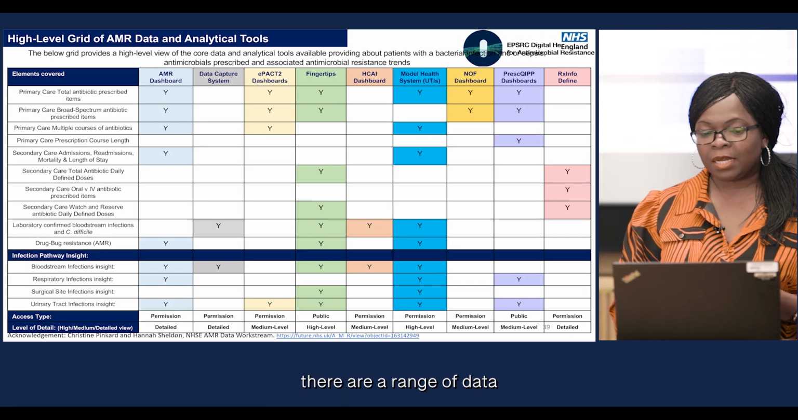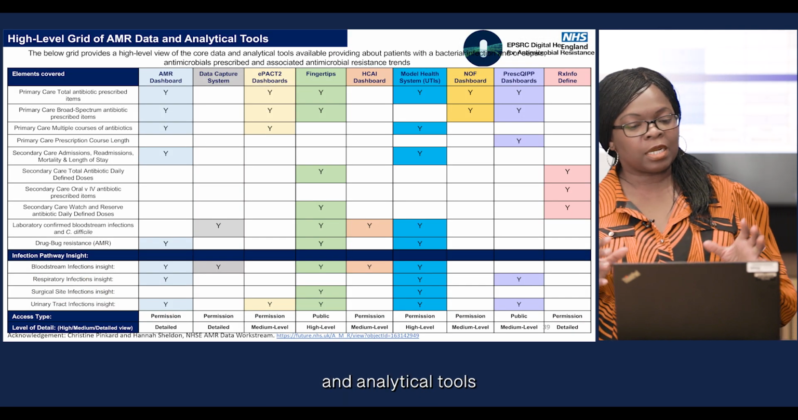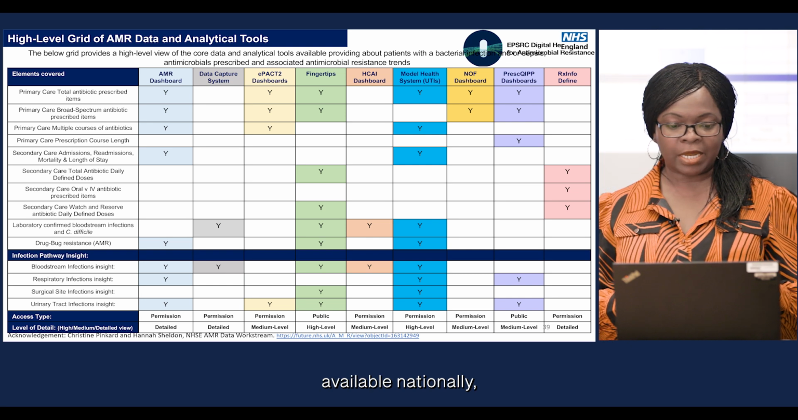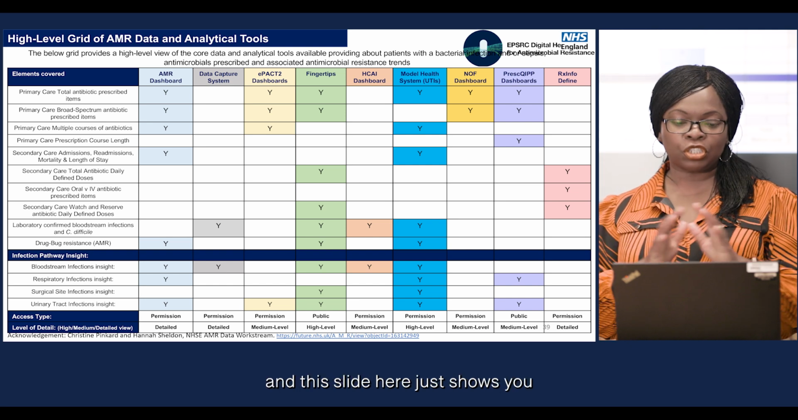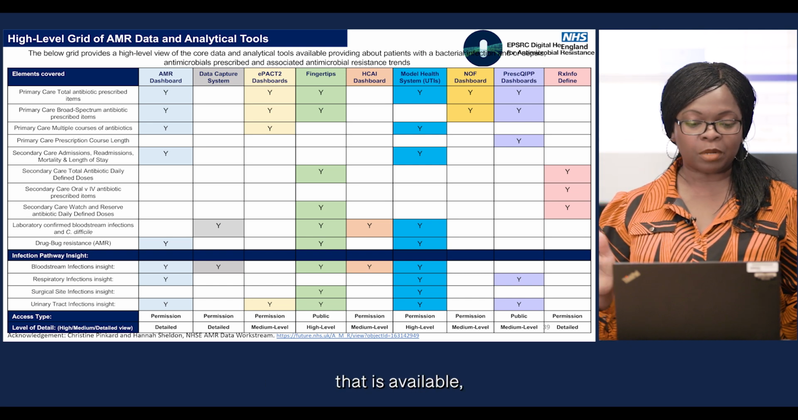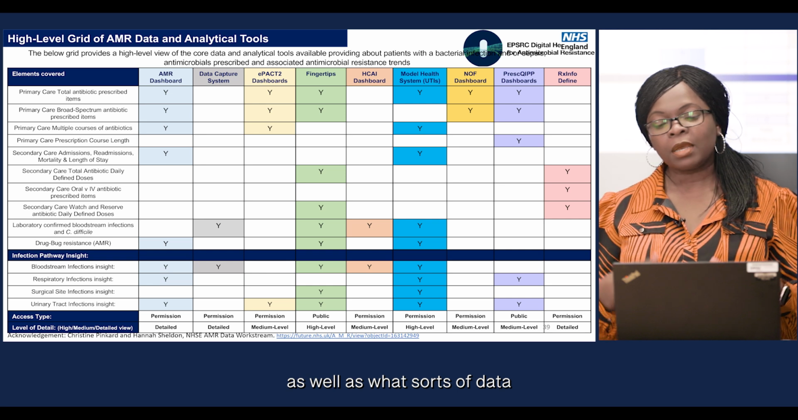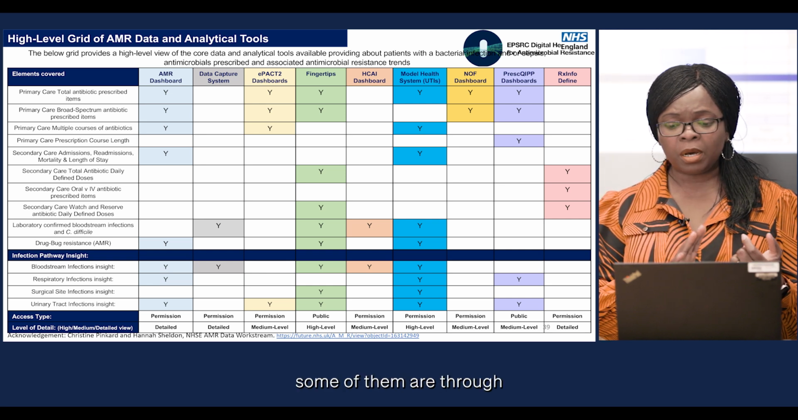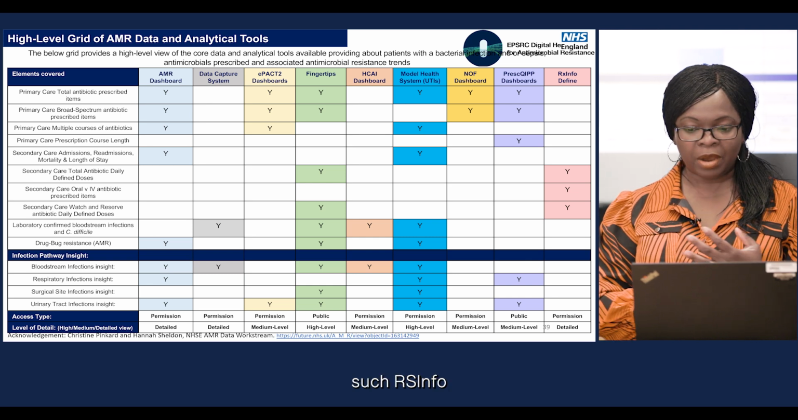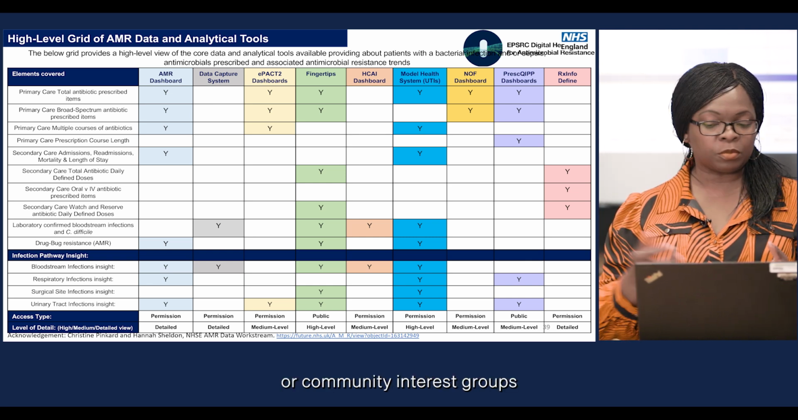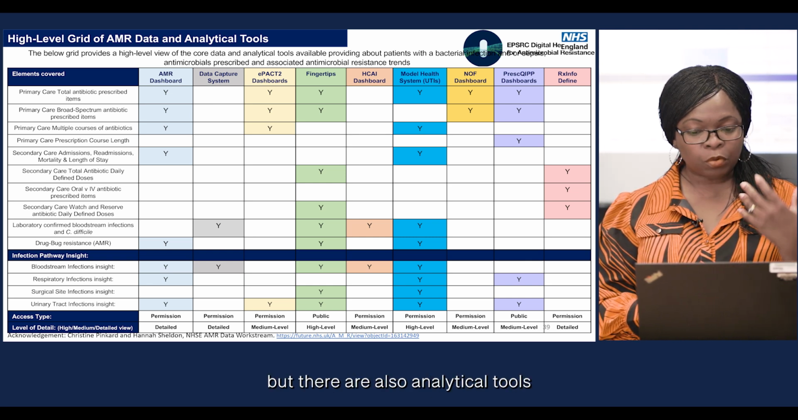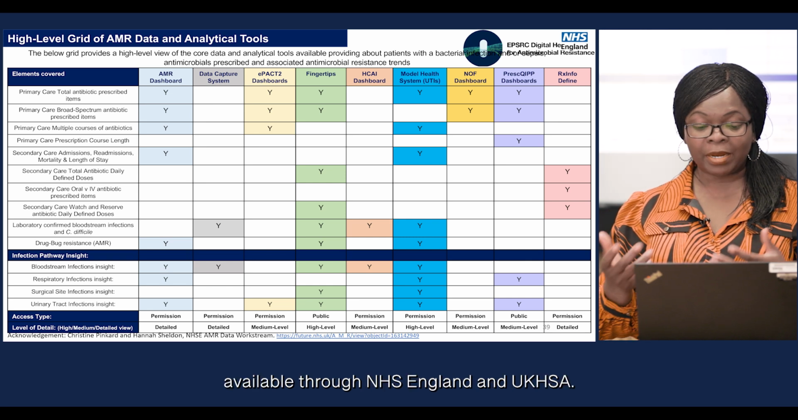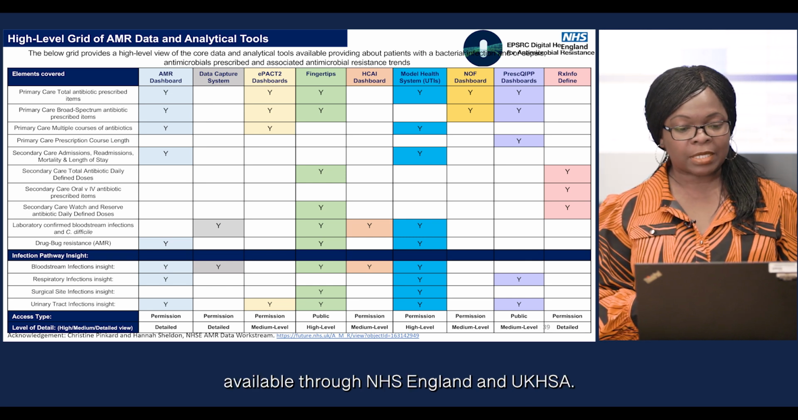In terms of data, there are a range of data and analytical tools available nationally. And this slide here just shows you the range that is available, as well as what sort of data is available through them. Some of these analytical tools are through private organizations such as RxInfo or community interest groups such as PressSquib, but there are also analytical tools available through NHS England and UKHSA.